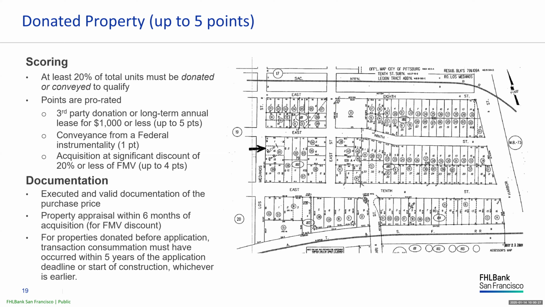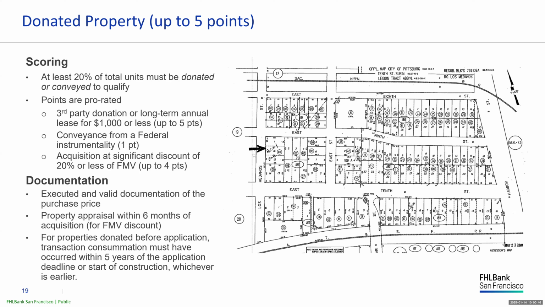Donated property is the next category. Points will not be awarded if less than 20% of the project units or land associated with the project meets the category criteria. Points can be prorated if not all units qualified. There are 3 situations that qualify for points. The first is a straight donation.